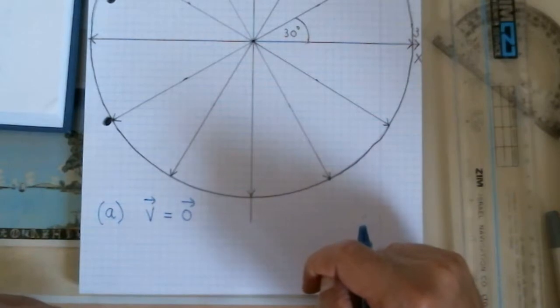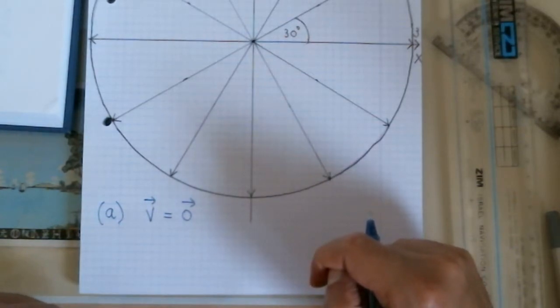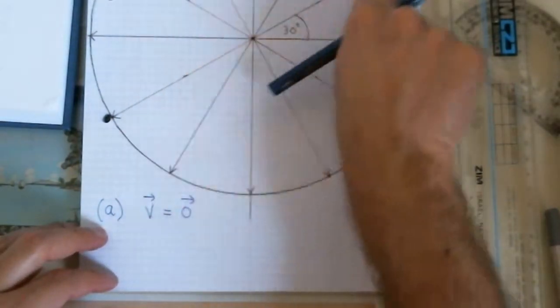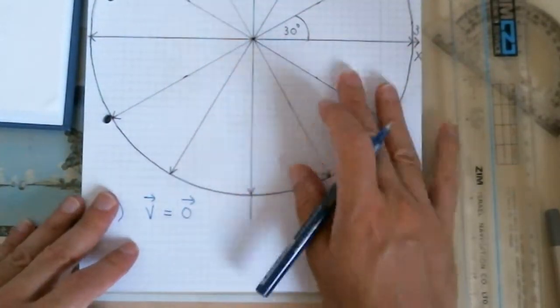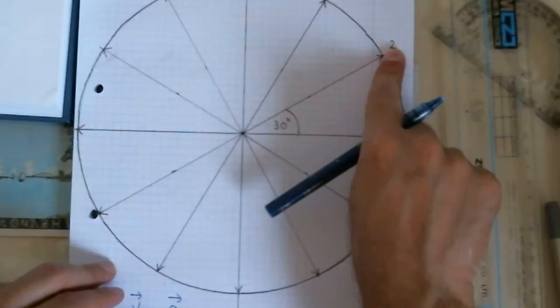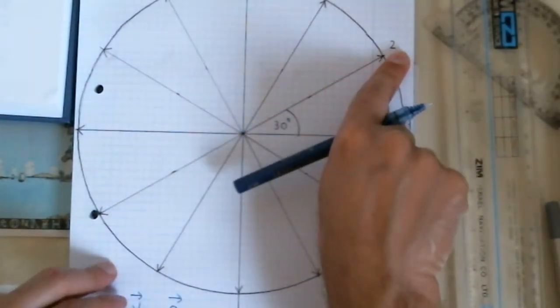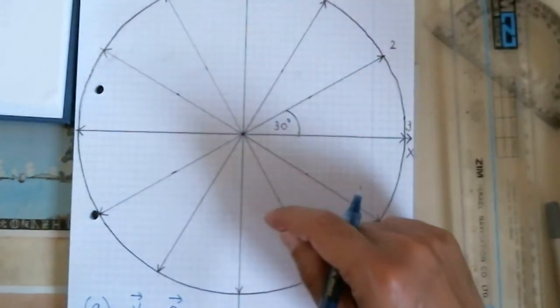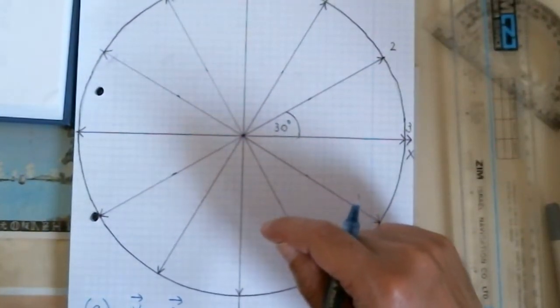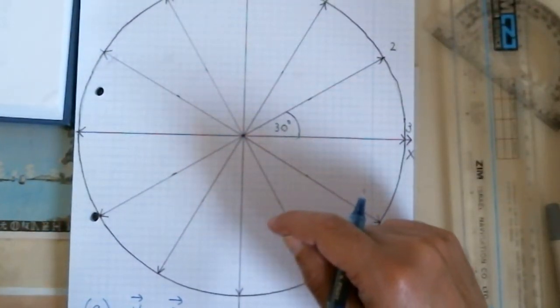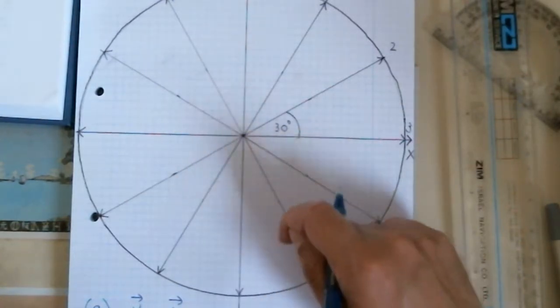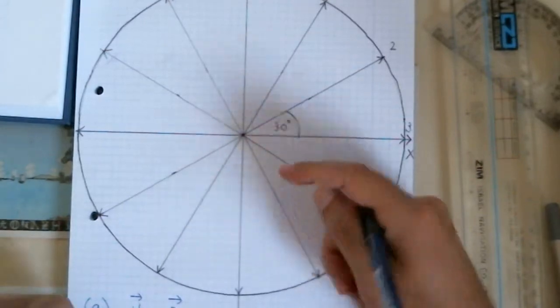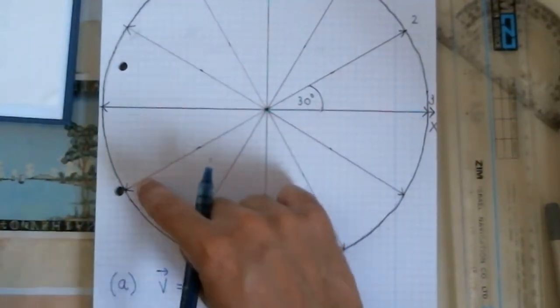Okay, now B. If the 2 vector, this one, is removed. I'm sorry, you can't see in the camera. This one. If this one is removed, we take it out of the clock. Why do the other ones add to 8? Okay, this is 8.